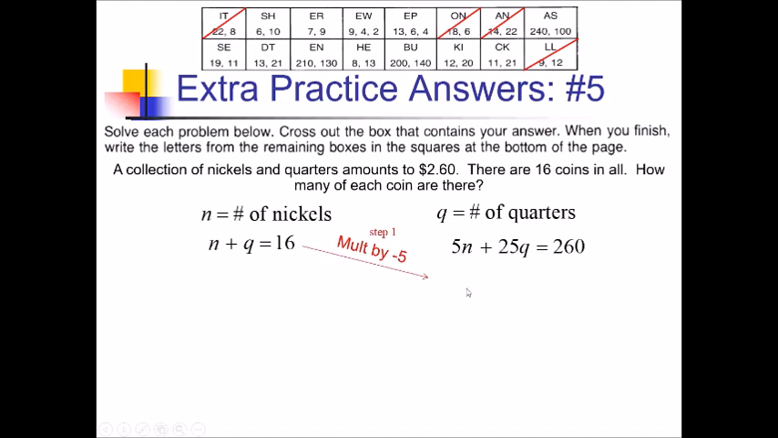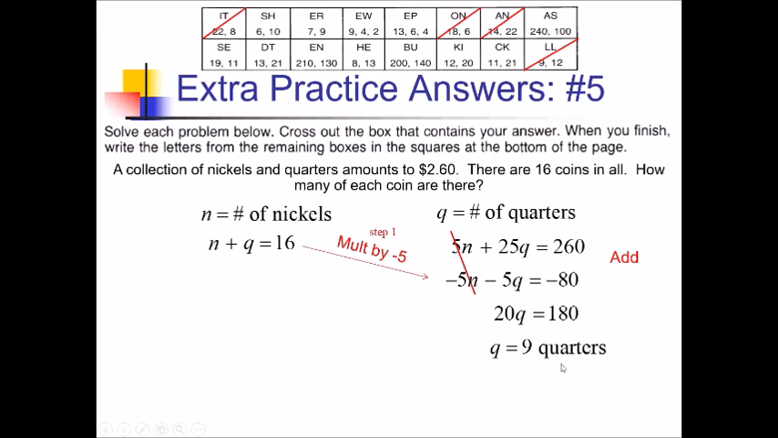That gives me that negative 5n that I was looking for, but it also gives me a negative 5q, and 5 times 16 is going to be a negative 80 over on the other side of the equation. Now adding these together, we have the n's canceling out. 25q plus negative 5q is 20q, and then 260 plus negative 80, that's going to be 180. Dividing both sides by 20, we end up with q equals, let me see, that's going to be 9 quarters.